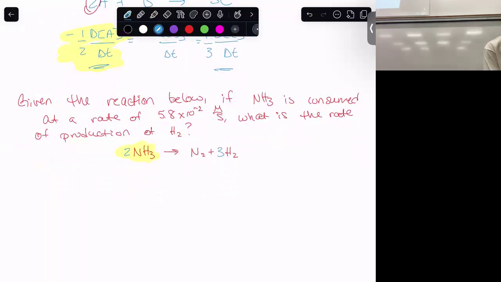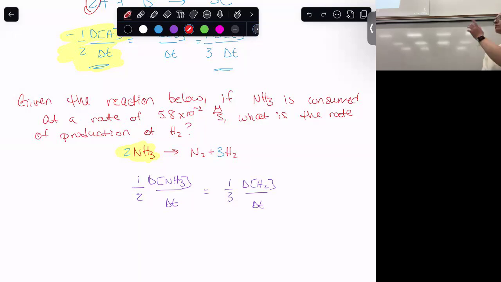So when you solve for this, you would have 1/2 change in concentration of NH3 over time equal to 1/3 change in H2 over change in time. Right, I guess this could be given to you as negative, negative 5.8, but usually they don't give rates as negatives, so the word consumed is like giving you that negative component towards it.